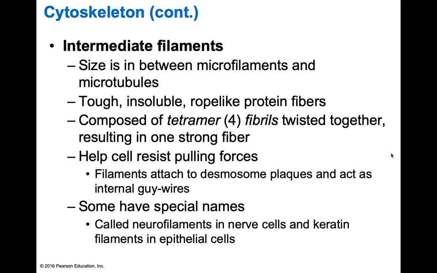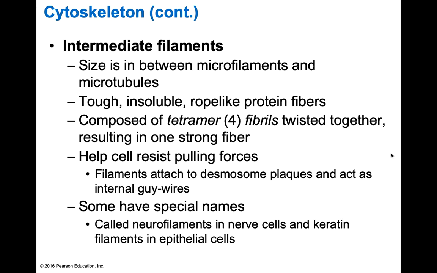The filaments attach to desmosomes, the desmosome plaques on the interior side of our cells, and act as internal guy wires. If you're linking them together through the desmosome plaques, then you have other fibers that help attach cells together, and this helps to resist pulling forces. If there's a lot of pressure on one cell, the desmosomes act like Velcro: you're not going to break the cell because of a whole bunch of tension, they'll just separate and then later come back together.